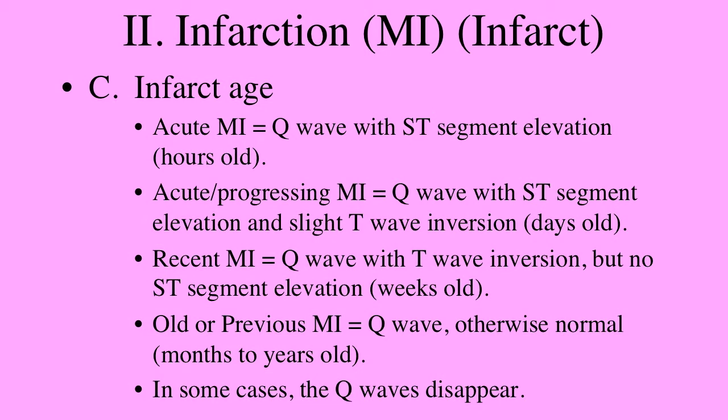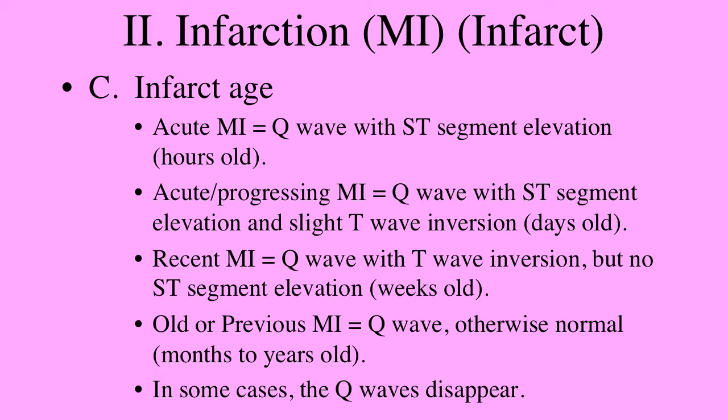So the summary of this part, again, is that we're still mainly looking for Q waves, and we're thinking in terms of the age of the infarct. When you take the exam, you'll have EKGs to look at, and you want to determine the age of the infarct based on this chart and these patterns.